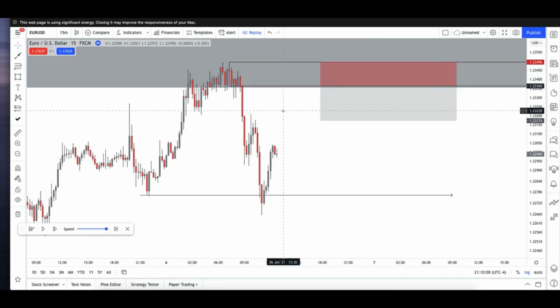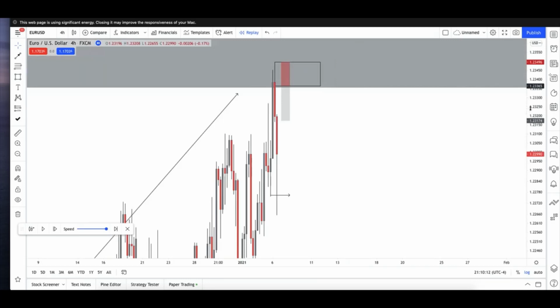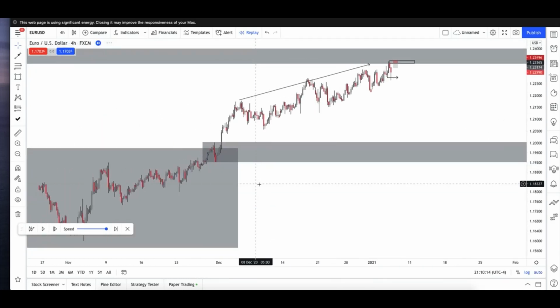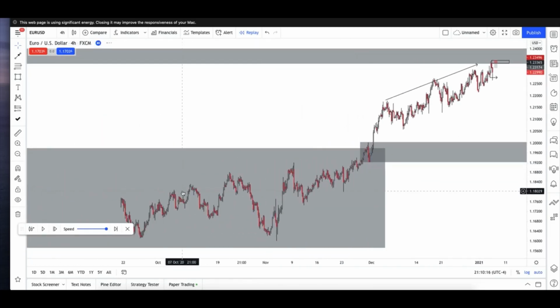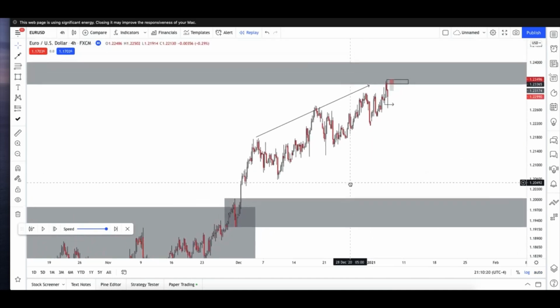Now where would we be targeting? Remember I was talking about that area of consolidation on the daily. This area right here. Now we look for any imbalance. First of all, let's identify the liquidity, right?